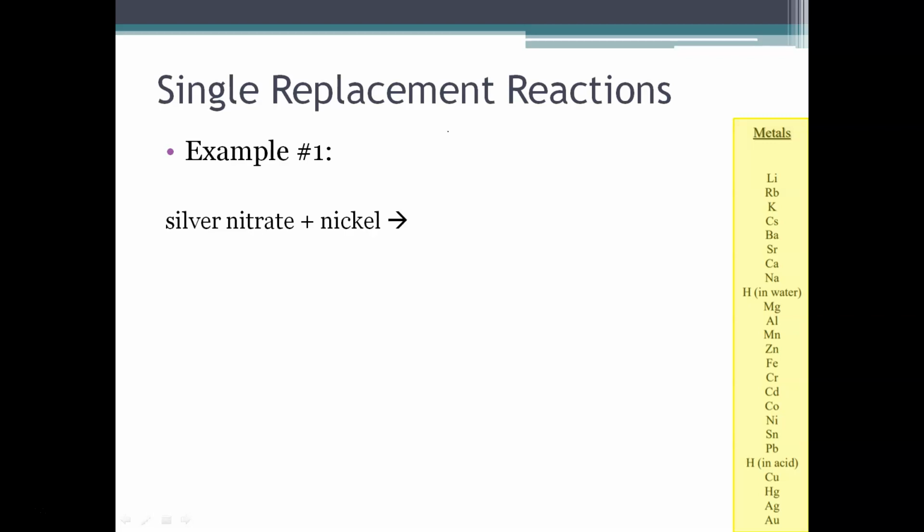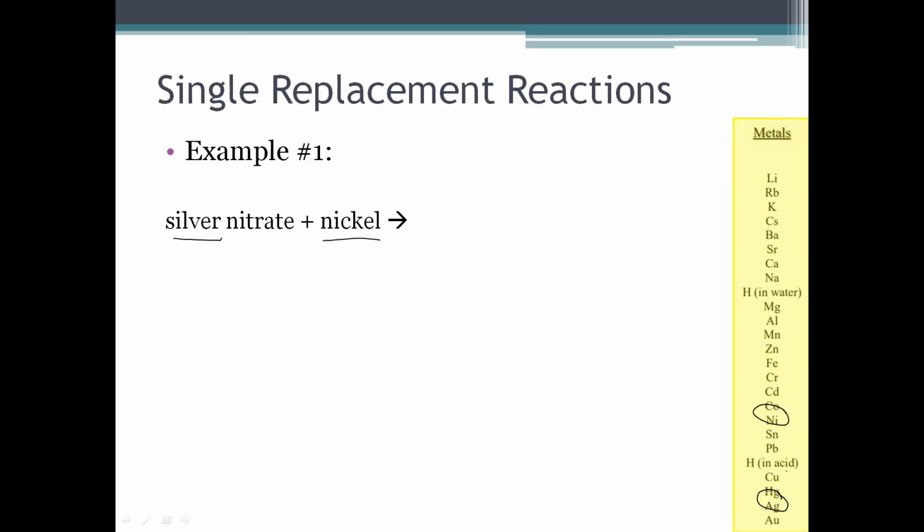What I usually tell students to do is underline the single element. So let's underline that single element, in this case nickel, and find it on our activity series. The activity series has two columns, one for metals and one for nonmetals. Nickel is a metal, so we find it right here. Then you compare nickel to another metal in your chemical reaction. We have silver nitrate and nickel, so the only other metal we can compare nickel to is silver. Let's find silver on our activity series down here.